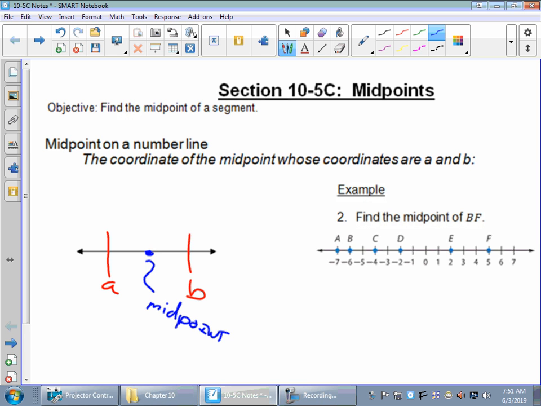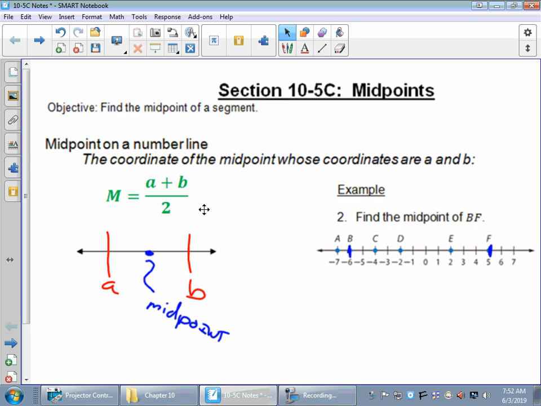between A and B. Okay, so if you look over quickly at this example, find the midpoint of B and F. Well, here's B over here, and here's F right here. So what it says we can do is this formula up here. On a number line, we just go A plus B divided by 2. So similar to your distance on a number line, but there we subtracted those and took the absolute value. Now we're just going to add them up.